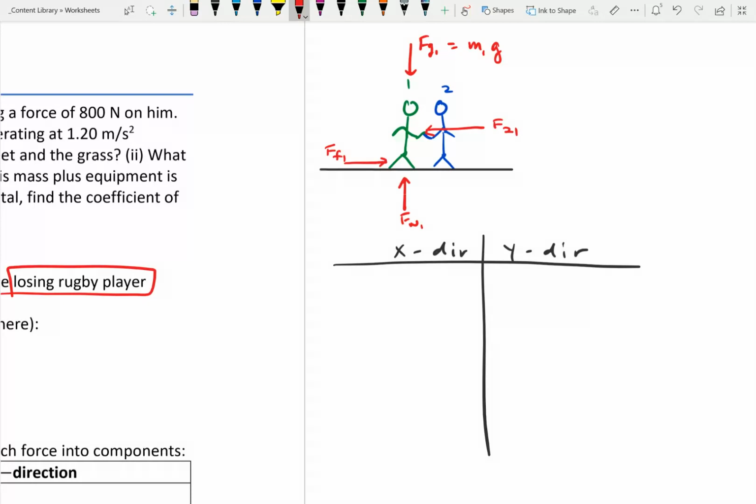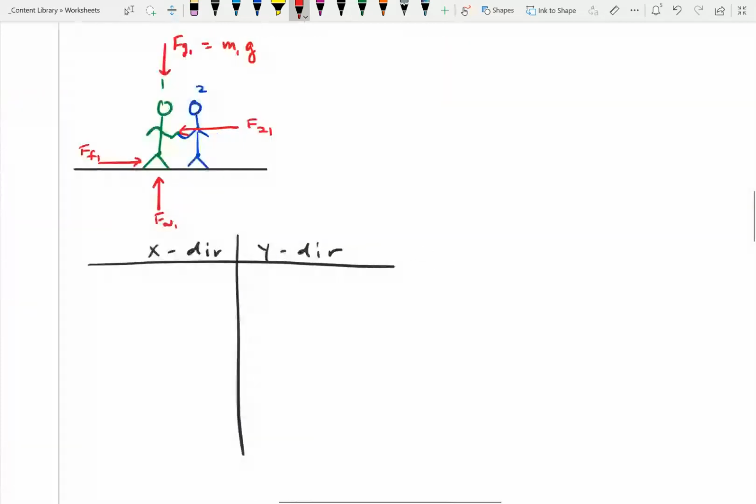Any astute student knows that there is an equal and opposite force of player 1 pushing on player 2. But that's not acting on player 1. That's acting on player 2, so it's not included here. Likewise, the force of gravity, the force normal, the force of friction on player 2, those are not here because they're on the wrong object.